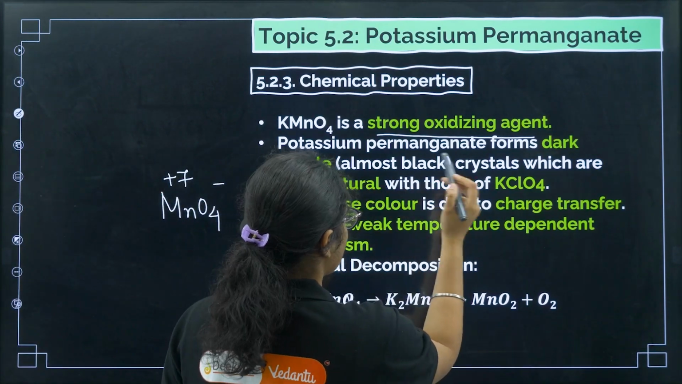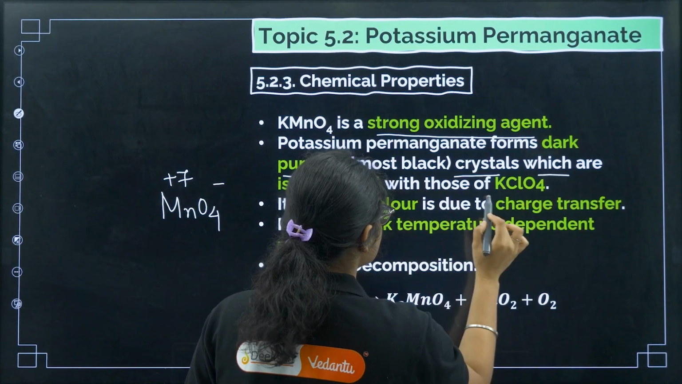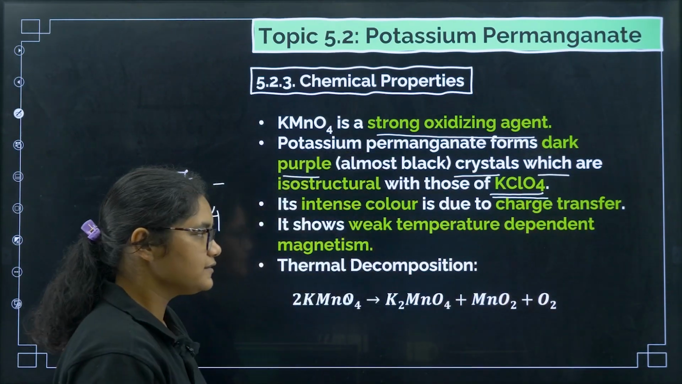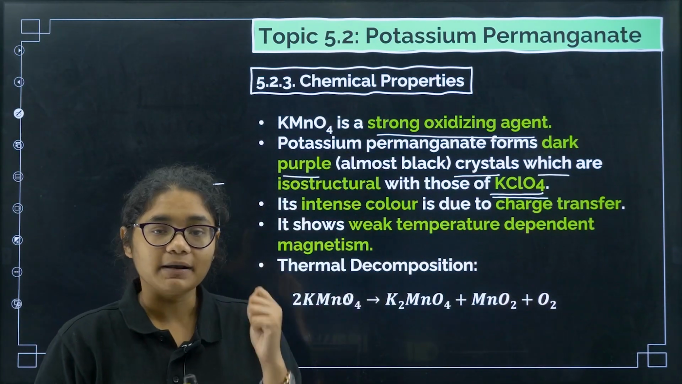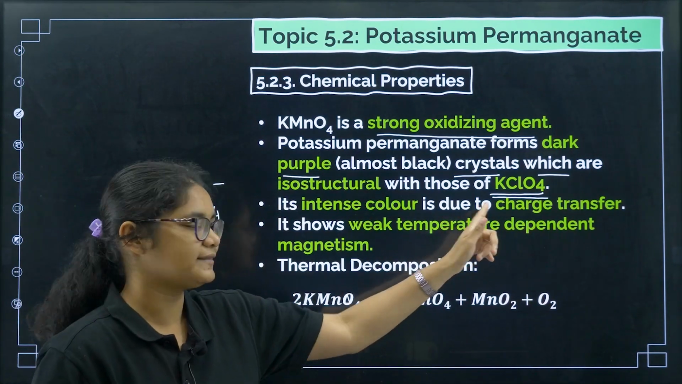Now potassium permanganate forms dark purple, almost black crystals which are isostructural with KClO4. So this can be an MCQ question, that permanganate ions are isostructural, meaning their structure is similar to KClO4.